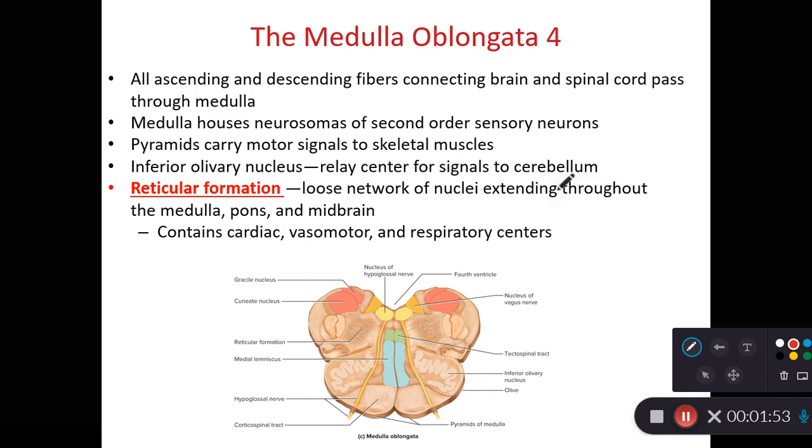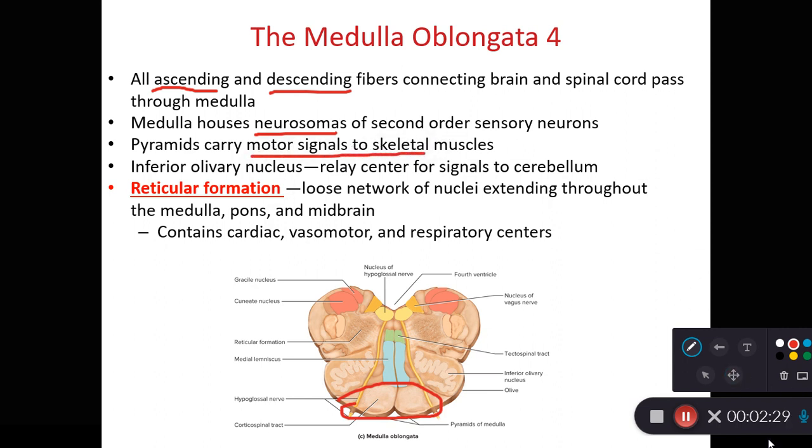Now, within the medulla oblongata, we have a cross-sectional slice right here. We have ascending and descending fibers. The ascending fibers carry sensory information to the higher brain functions. Descending fibers carry motor signals away. All these fibers pass through the medulla oblongata. We also have neurosomas, or cell bodies, of second-order sensory neurons housed within the medulla oblongata.